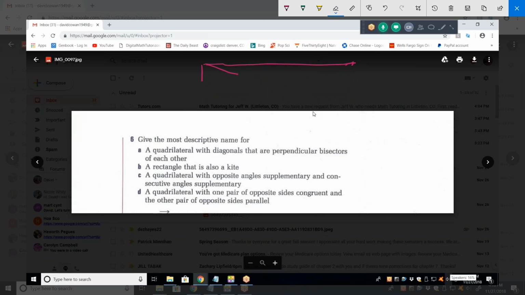Okay. Well, a square, certainly, those are right angles, and they do bisect one another. But there's one other shape that also does that. Now, I've got to think about it for a moment to figure out which is the most descriptive.